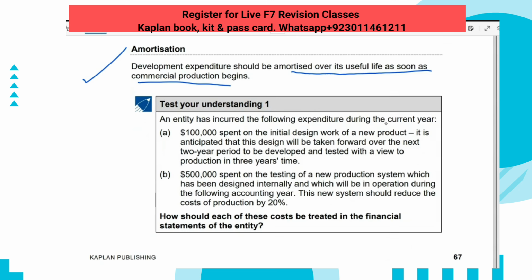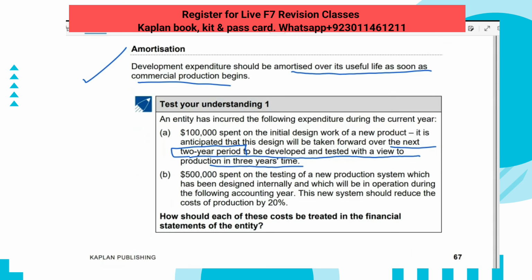Okay, so just go through this one and we'll see how we will explain it. Test your understanding: an entity has incurred the following expenditure during the current year. First, 100,000 spent on initial design work of a new product. It is anticipated that the design will be taken forward over the next 2 years to develop and test it, with a view to production in 3 years' time.